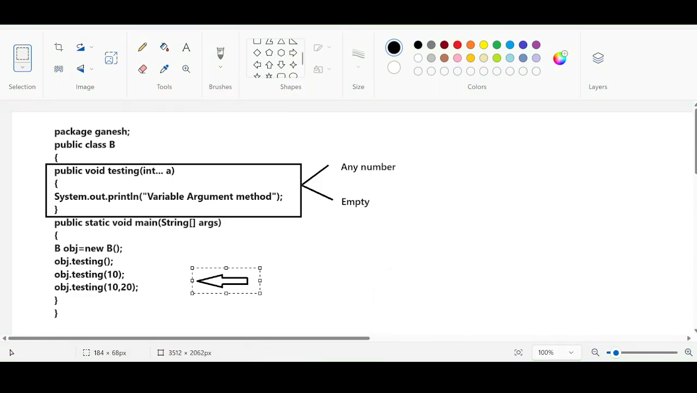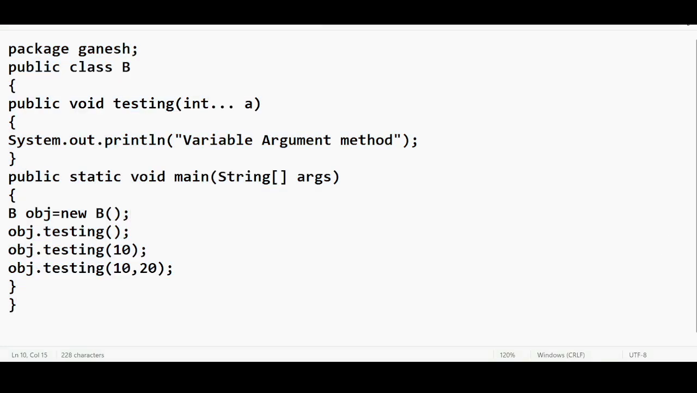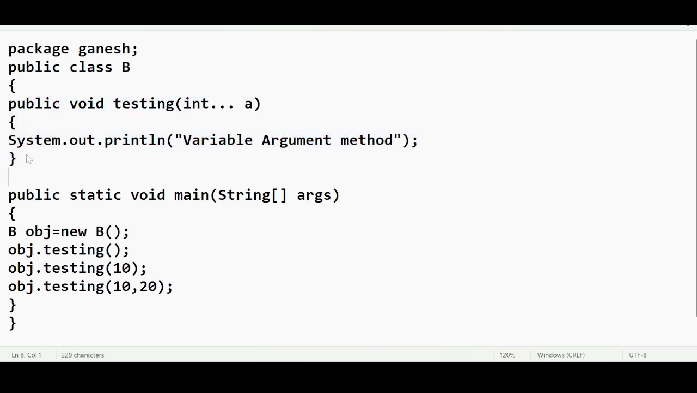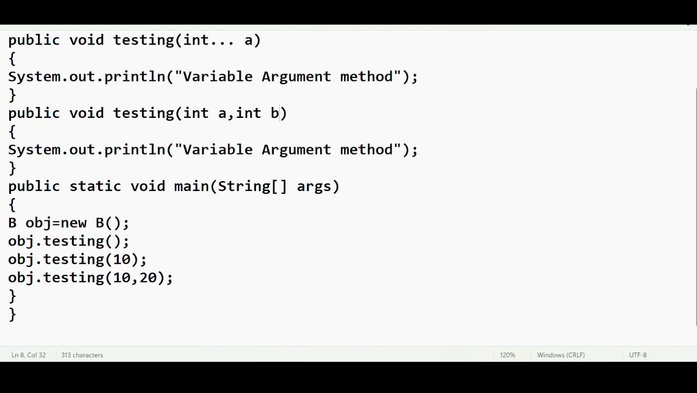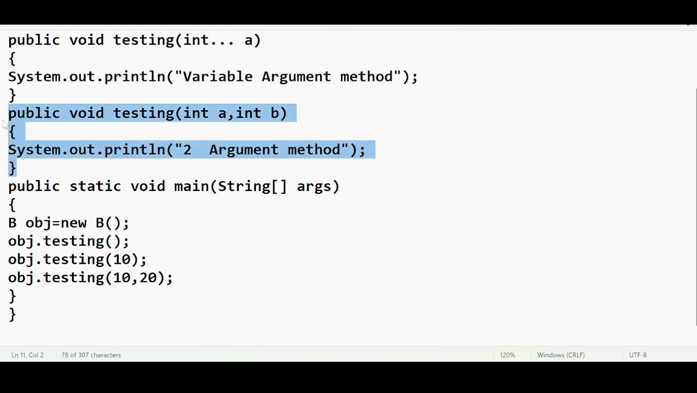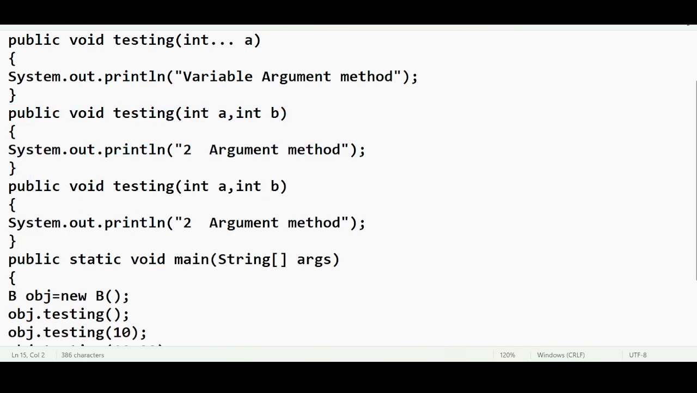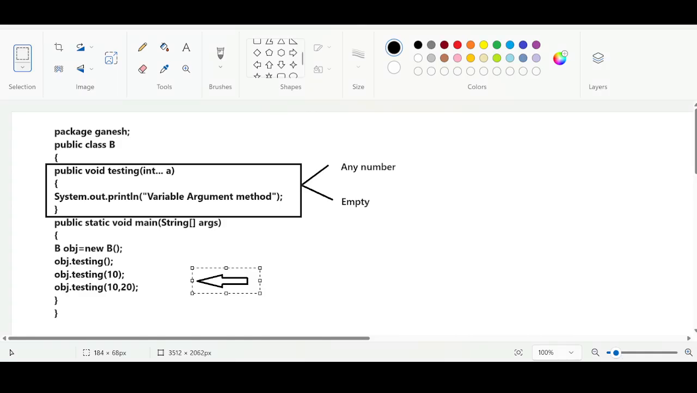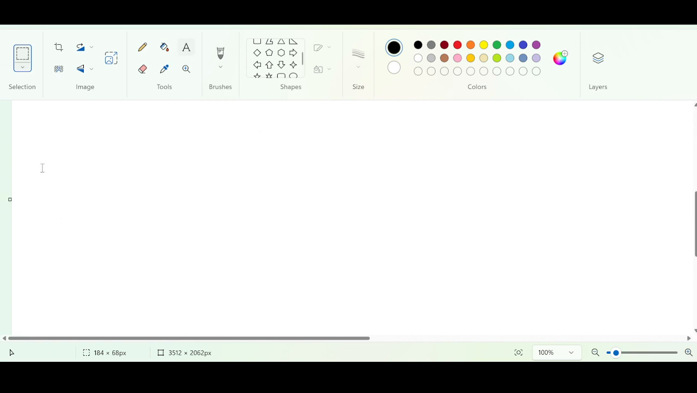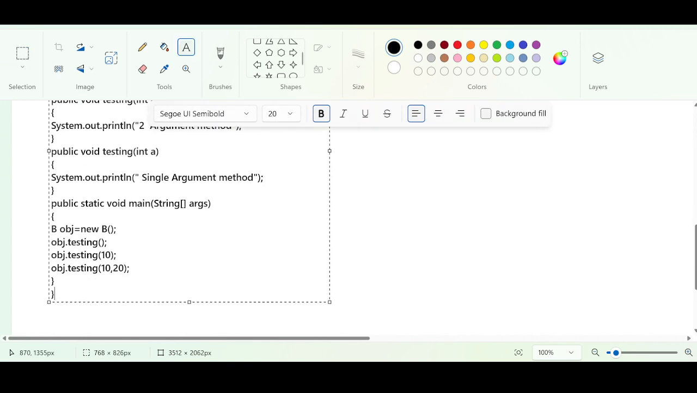Okay, now having said all this, try to answer this. I have a variable argument method, and here I have a two argument method, and I also have a single argument method. The program is looking very messy, so let me copy it into Paint for better visibility. Now, can you guess the output for this code?